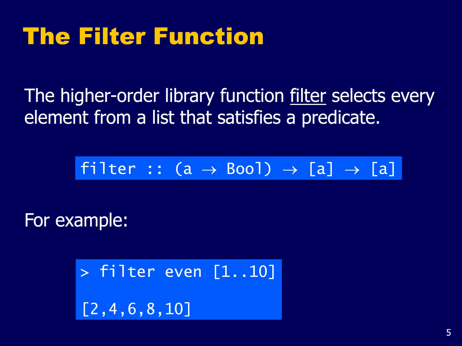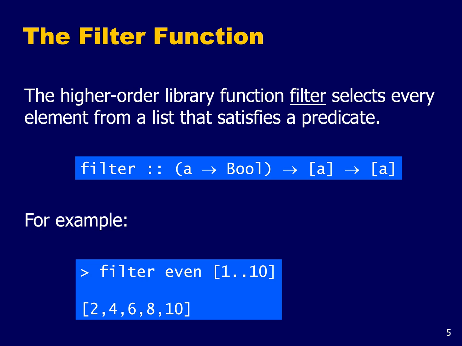So the second function I want to tell you about is the higher order function called filter. And what it does is it gives you a way of throwing things away from a list or, dually, keeping things from a list. So the higher order library function filter selects every element from a list that satisfies a predicate. So what's a predicate? Well, it's just a fancy word for a property, and a property is just a fancy word for a function that returns true or false.